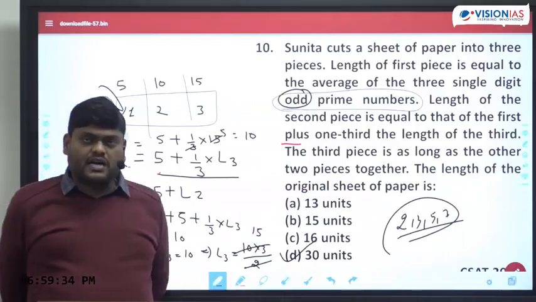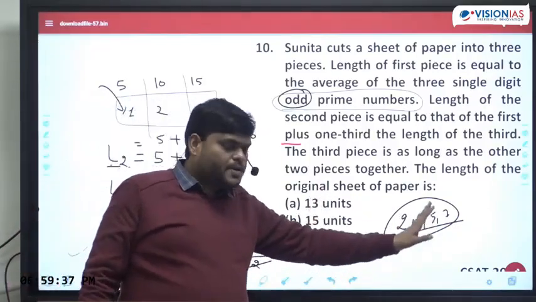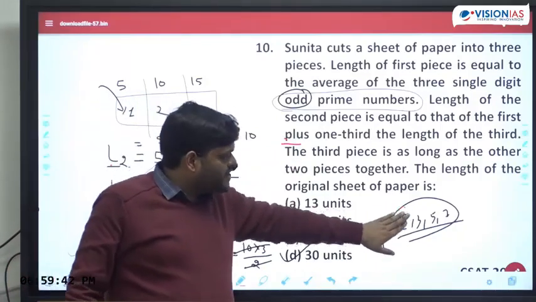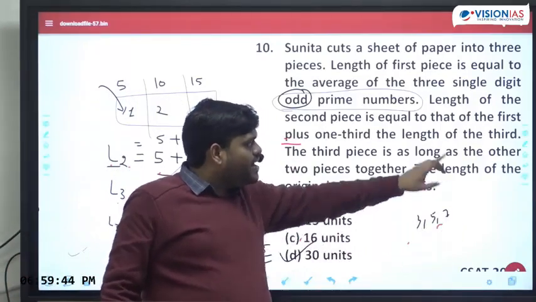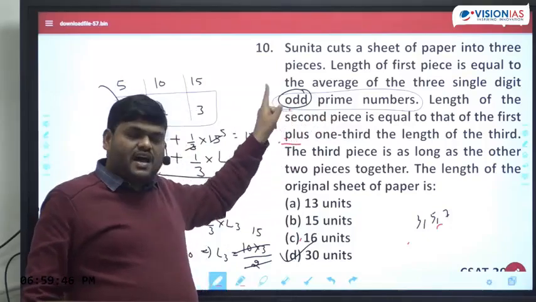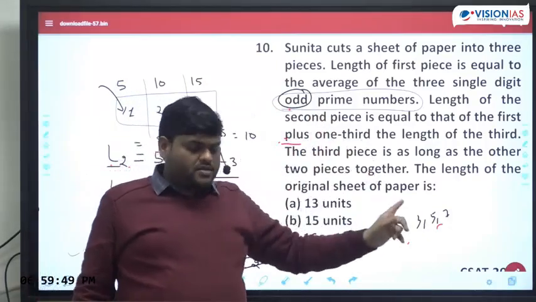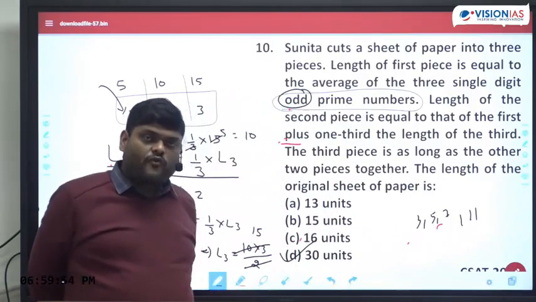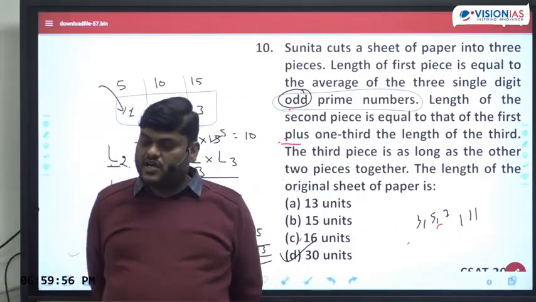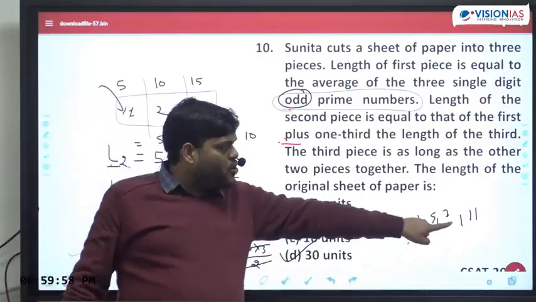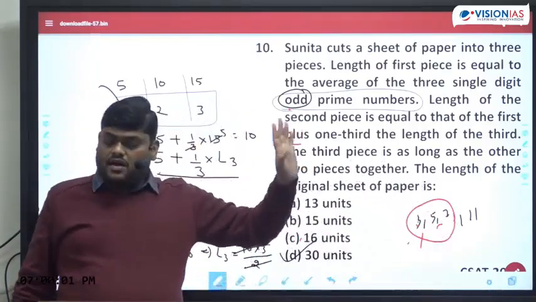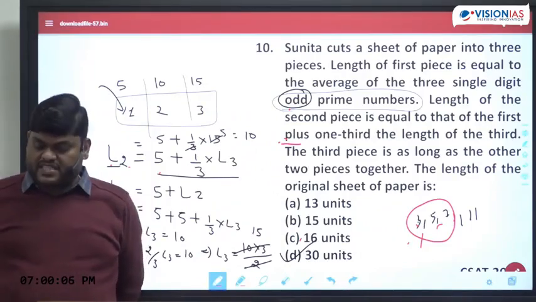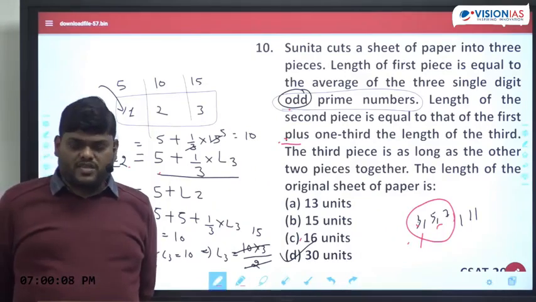Are you getting my point? These are the only single digit prime numbers, and they're talking about odd prime numbers. So we will remove 2. Only these 3 are there, which are single digit as well as prime. Because the next prime number is 11, which is a 2-digit number. So this is a proven fact. Only these 3 single digit odd prime numbers are there. I hope, Shivam, this is clear now.